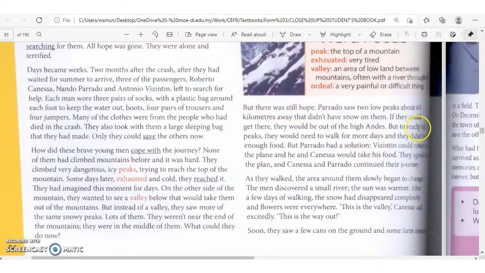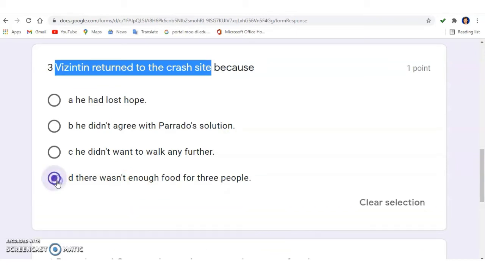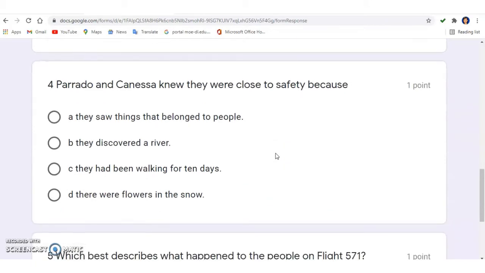Okay, alright. But to reach the peaks, they would need to walk for more days and they didn't have enough food. Okay, so it mentions here they didn't have enough food. But Peredor had a solution. Byzantine could return to the plain and he and Canessa would take his food. So very obviously, we already got the answer for this question. Why did Byzantine need to return to the crash site? It is because there wasn't enough food for 3 people. Understand?